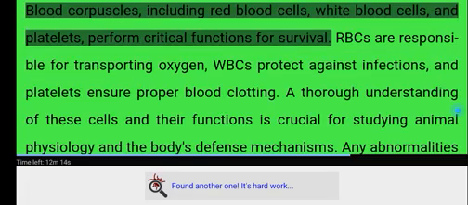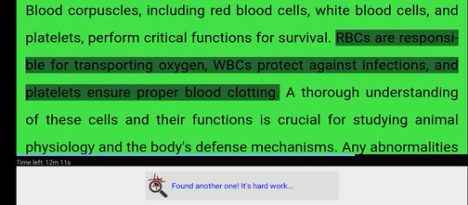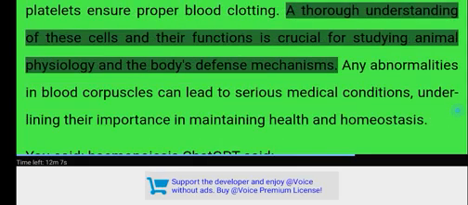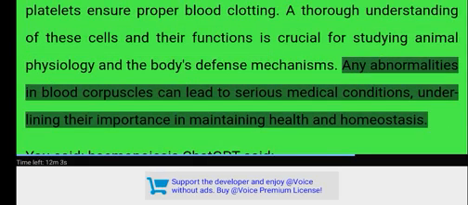6. Conclusion. Blood corpuscles, including red blood cells, white blood cells, and platelets, perform critical functions for survival. RBCs are responsible for transporting oxygen, WBCs protect against infections, and platelets ensure proper blood clotting. A thorough understanding of these cells and their functions is crucial for studying animal physiology and the body's defense mechanisms. Any abnormalities in blood corpuscles can lead to serious medical conditions, underlining their importance in maintaining health and homeostasis.